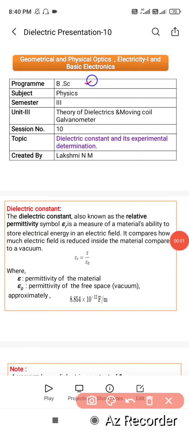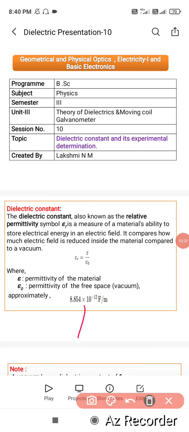Welcome to the physics class, BSc, 3rd semester, paper 9, Geometrical and Physical Optics, Electricity 1 and Basic Electronics. In this paper, Unit 3rd, Theory of Dielectrics and Moving Coil Galvanometer. In session 10, we learnt dielectric constant and its experimental determination. Now we see what is dielectric constant.